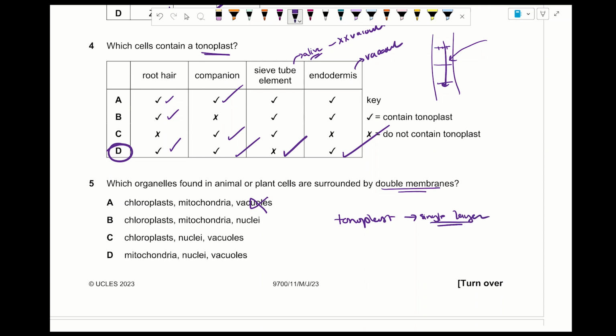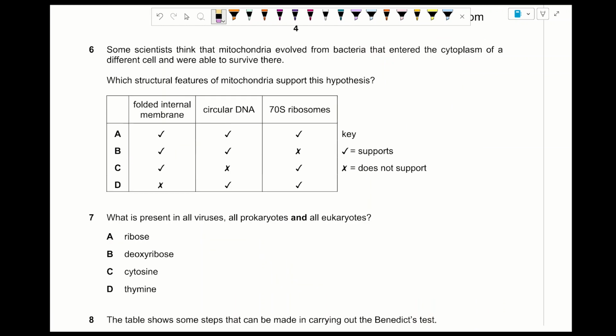Therefore, A is incorrect. For B, chloroplast, mitochondria, and nuclei. All three are correct. The reason for this is that nuclei are surrounded by a nuclear membrane, which is a double membrane. Now, as we said, vacuoles is incorrect, therefore the answer is going to be B. Question number 6. Some scientists think that mitochondria evolved from bacteria that entered the cytoplasm of a different cell and were able to survive there. Which structural features of mitochondria support this hypothesis?